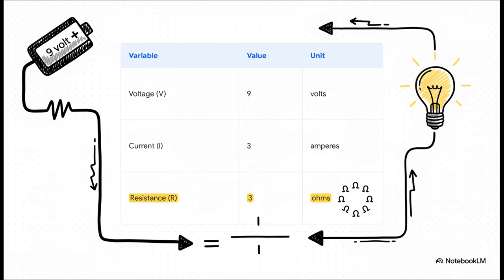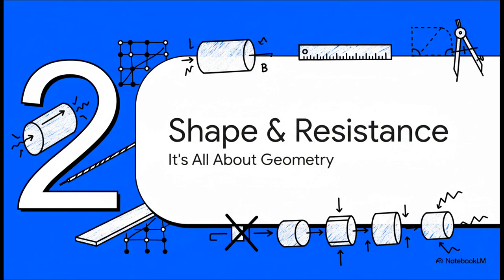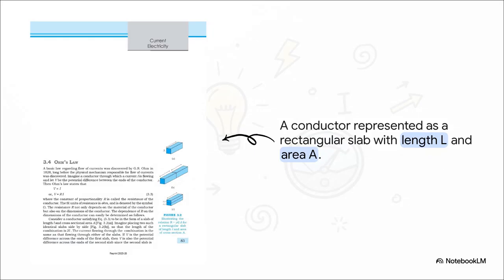See? Simple as that. So you might be wondering, where does this resistance even come from? Is it just a magic number? Well, no. It turns out that a huge part of resistance comes from the actual physical shape and size of the object itself. Geometry is everything here. To really get this, let's use this simple model. Just imagine this blue block is a piece of conductive material, like a chunk of copper. It's got a certain length, which we'll just call L, and has a certain thickness, or cross-sectional area, that we'll call A.